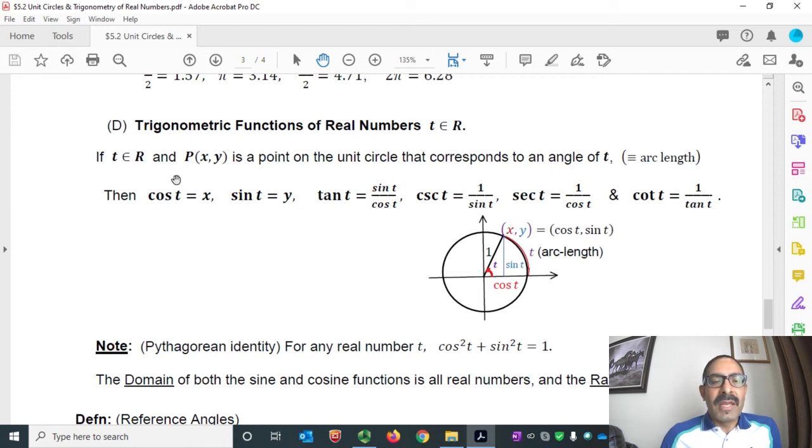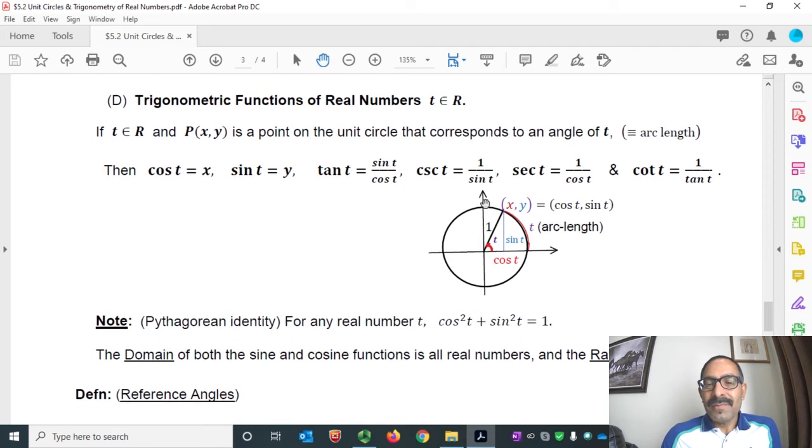If t is a real number and P is a point on the unit circle that corresponds to an angle of t, then cosine t is x. So now here in this diagram, this is the unit circle, the point is here, then this x corresponds to the cosine of this angle t, and y corresponds to the sine of this angle t. Then we can easily define other remaining trigonometric functions. Here tan t is sine t over cosine t, cosecant t is 1 over sine t, secant t is 1 over cosine t, and cotangent t is 1 over tangent t.